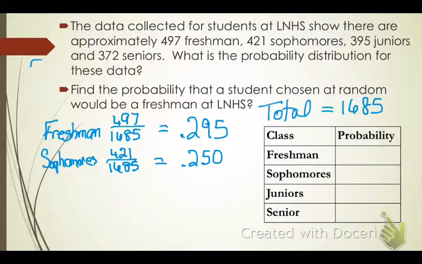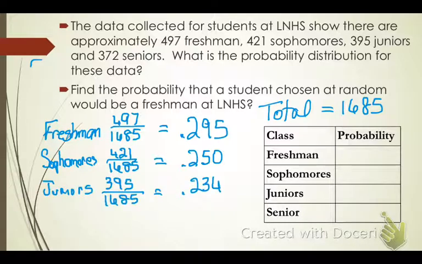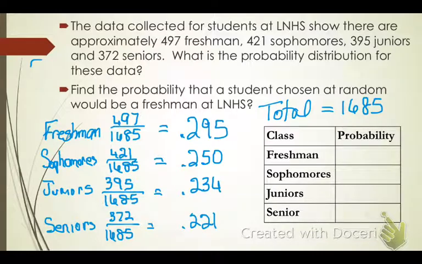Okay, we're going to do the exact same thing with sophomores. We're going to take our total number of sophomores and divide it by our total number of students. And we're going to do that with juniors and seniors. Now we're going to change these into percentages and put them in our probability distribution here. So out of freshmen, if we take 0.295 and round it, we're going to get that is 30%. Sophomores were 25%, juniors, again, we're going to round to 23%, and seniors will round to 22%.